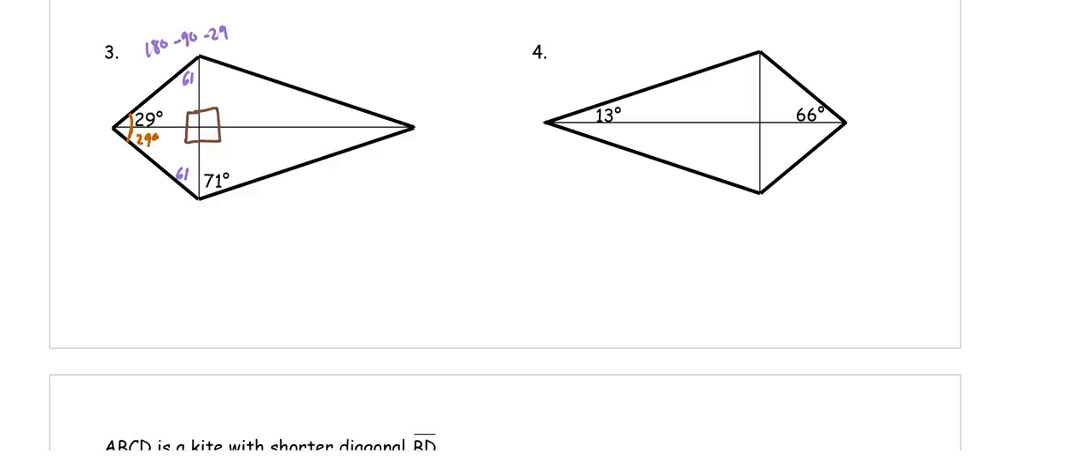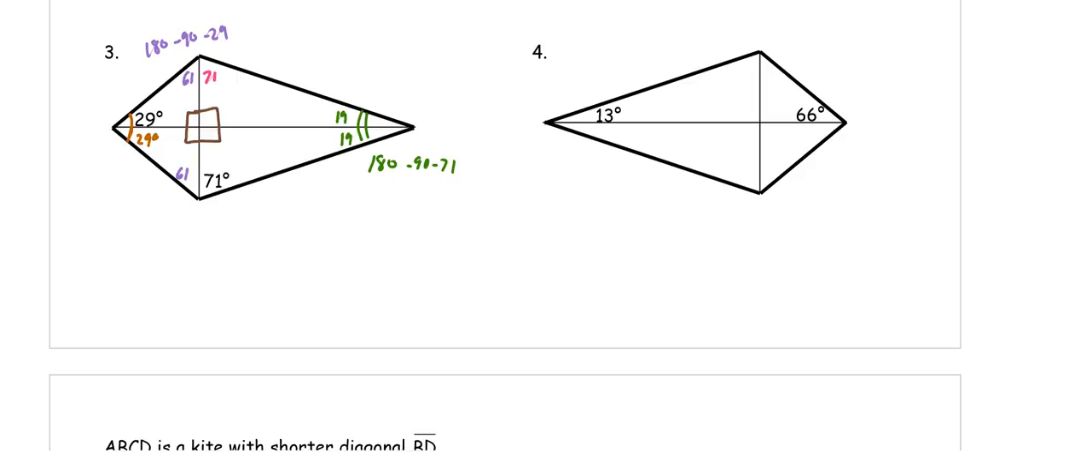Then in our other triangle, if this is 71 and these angles are bisected, we can do 180 minus 90 minus 71, and we get this is 19 and 19. And then I know the angle that's still missing has to be 71 degrees because these two triangles are congruent right triangles.